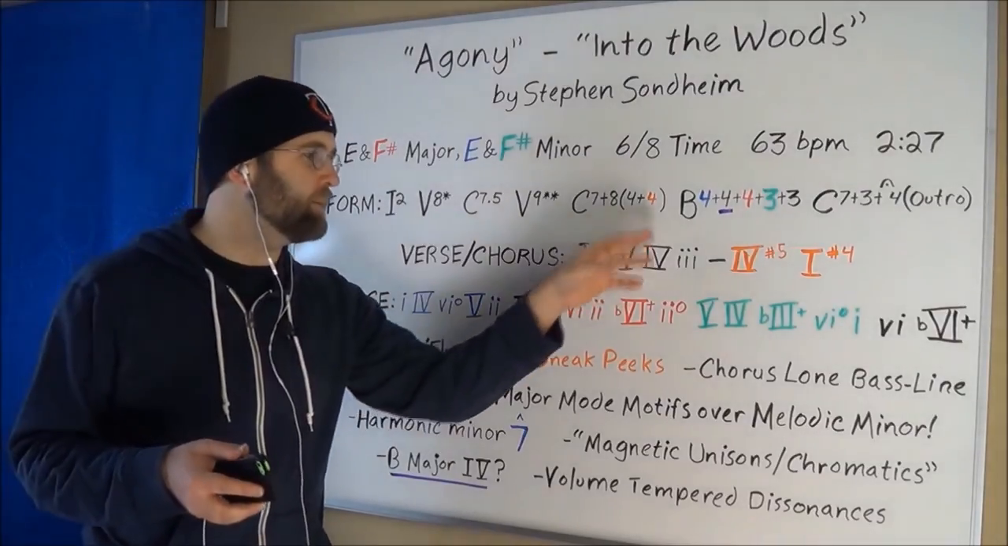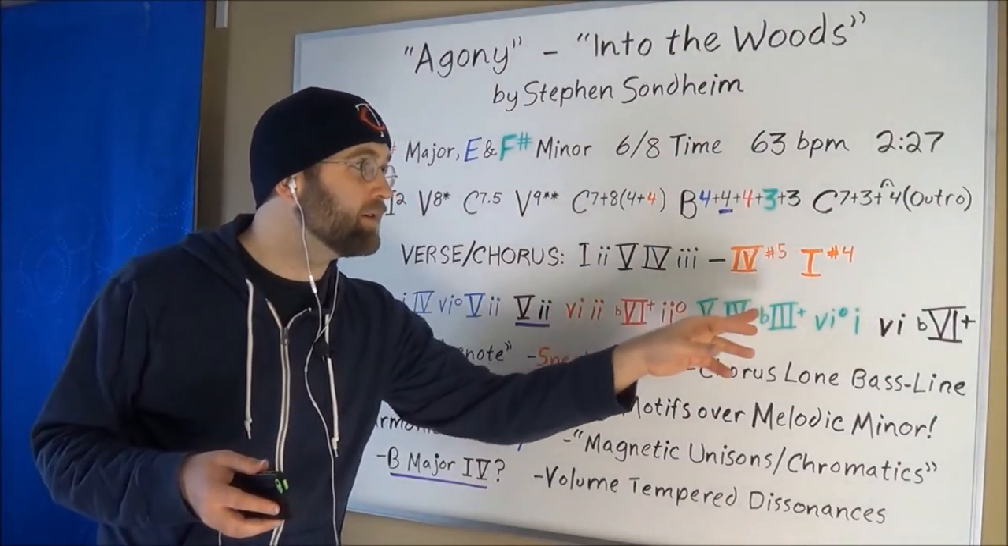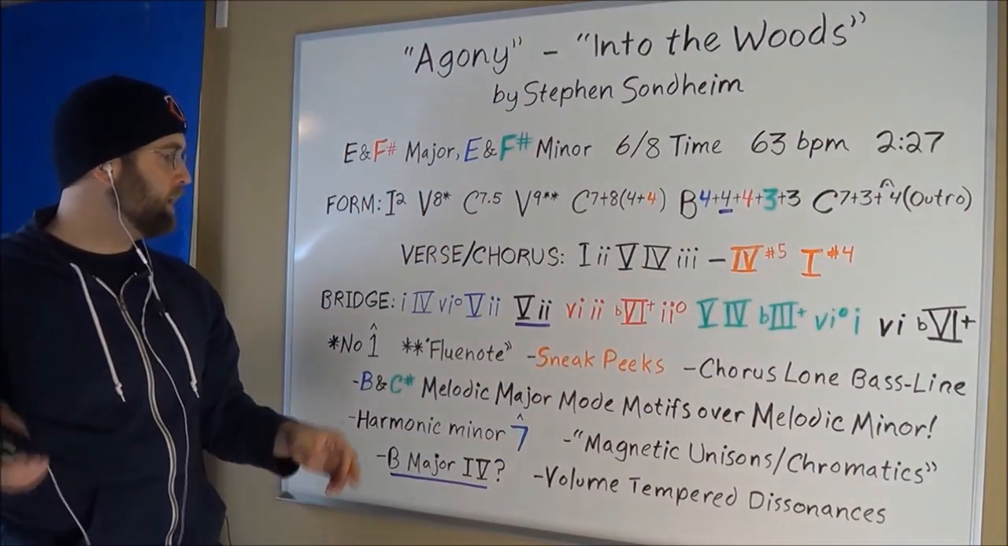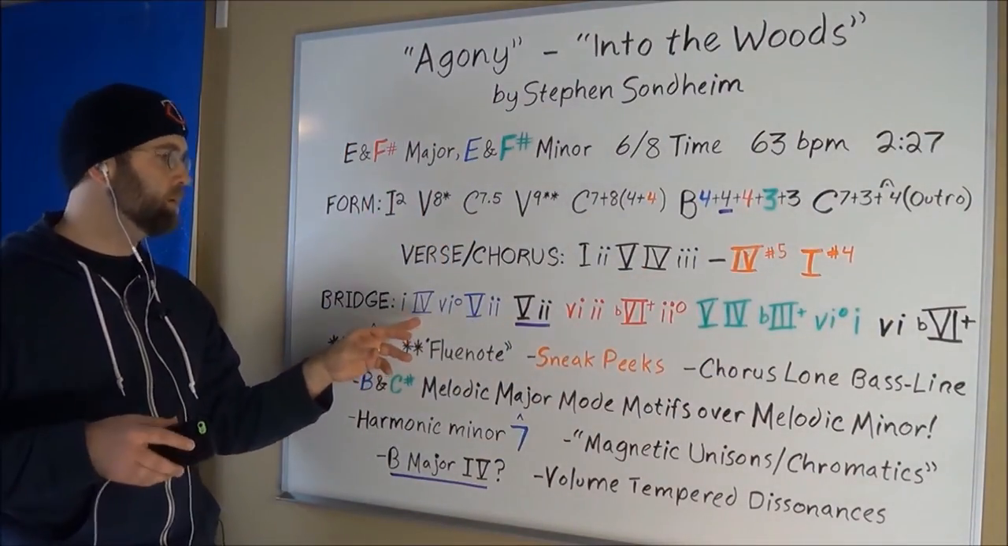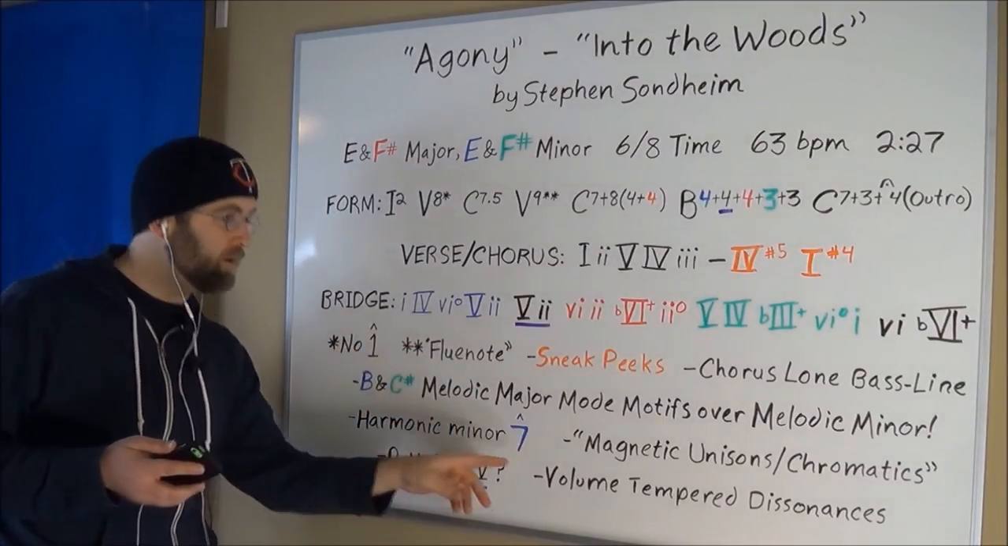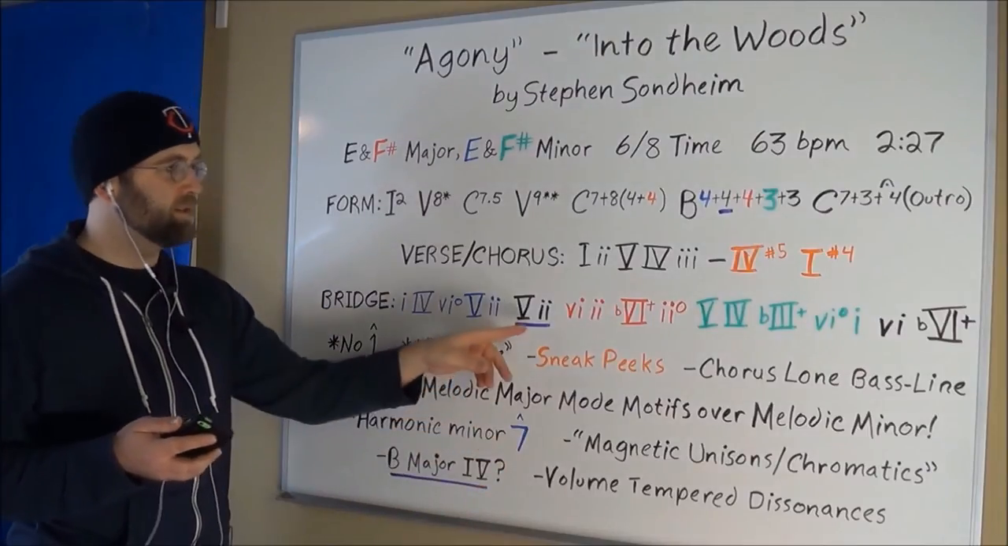Here's where we start to get a little bit of these sneaky pieces. Sharp 5. And sharp 4, Lydian sounding, isn't it? And I modulate. This B melodic major scale. But oh, there's that 7 right there, which gets us into here.